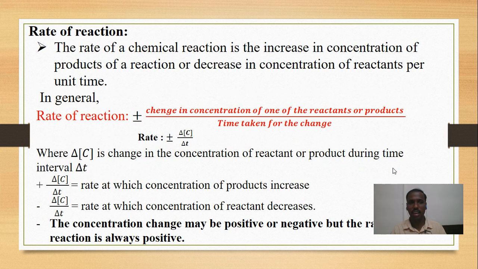Let us take rate of reaction. For a hypothetical reaction, for example, A becomes B. Here A is the reactant, B is the product. When the reaction proceeds, the concentration of reactants will decrease and the concentration of products will increase. So, we can define the rate of reaction like this.